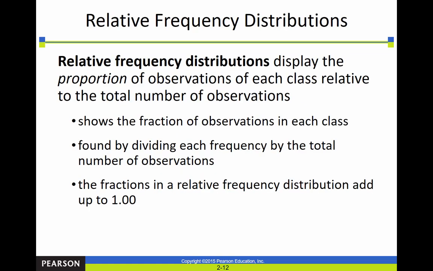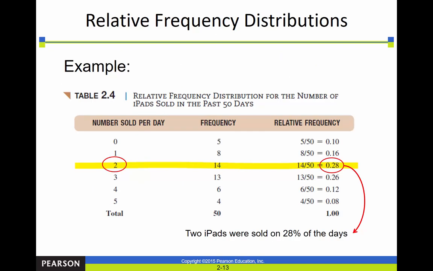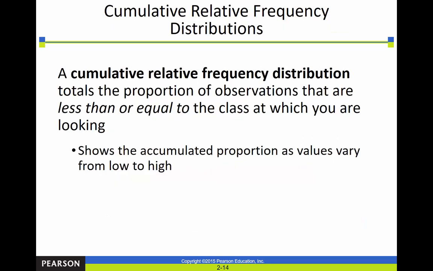All right, so in addition to our frequency distribution, which just shows the number sold, in this case iPads, we can do what's called a relative frequency distribution, which represents the number sold as a percentage of the whole. So for the data set we did before, we have the number sold per day, the frequency, or how many times we observed that number, and then the relative frequency. So for 0, it was observed 5 times out of a total of 50 observations, so the relative frequency was 10%. The example there is 2. If they sold 2, they observed that 14 times out of 50, so the relative frequency was 28%. So that's a relative frequency distribution.